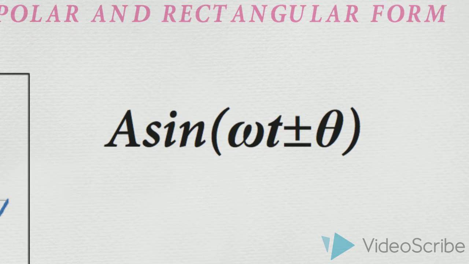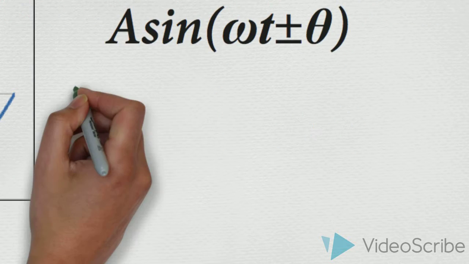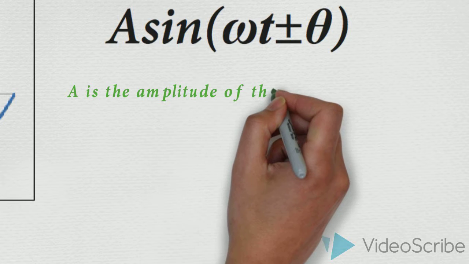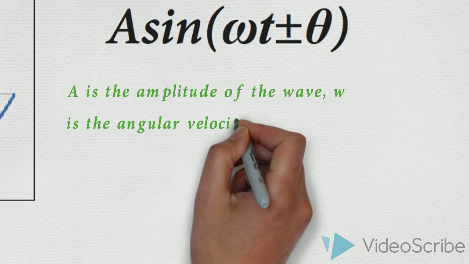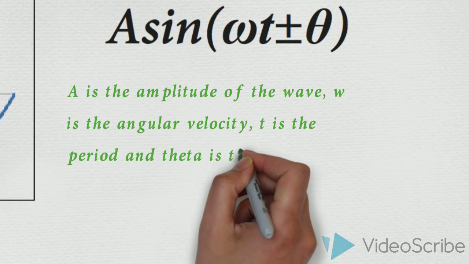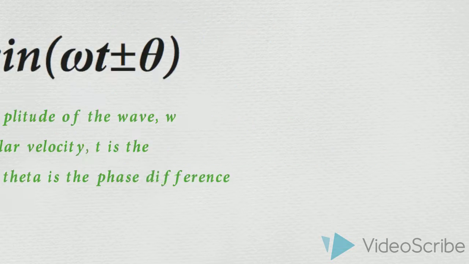The general form of a sine wave is A sin(ωt ± θ), where A is the amplitude of the wave, ω is the angular velocity, t is the period, and θ is the phase difference.